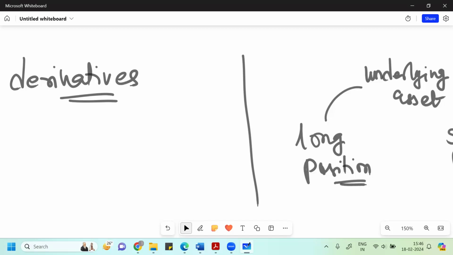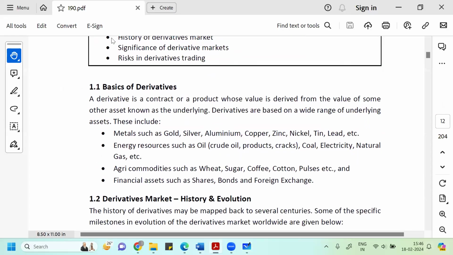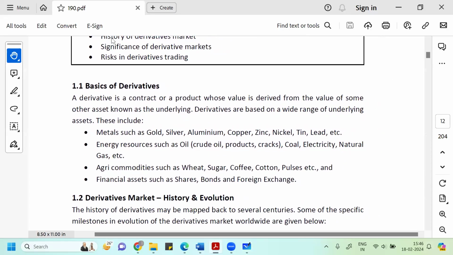Your underlying asset can be anything. It can be metals such as gold, silver, aluminum, copper, zinc, nickel. It can be energy sources like oil, coal, electricity, natural gas. It can be agri commodities like wheat, pulses, sugar, coffee, cotton. It can be financial assets like shares, bonds, foreign exchange. So derivatives are contracts or products which derive their value from some other assets. Those assets are called underlying assets.